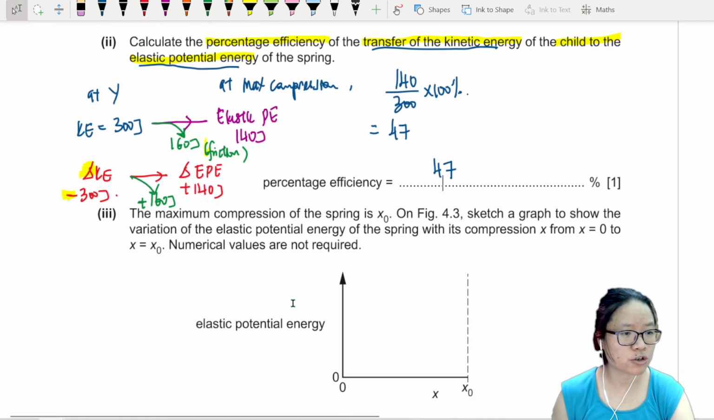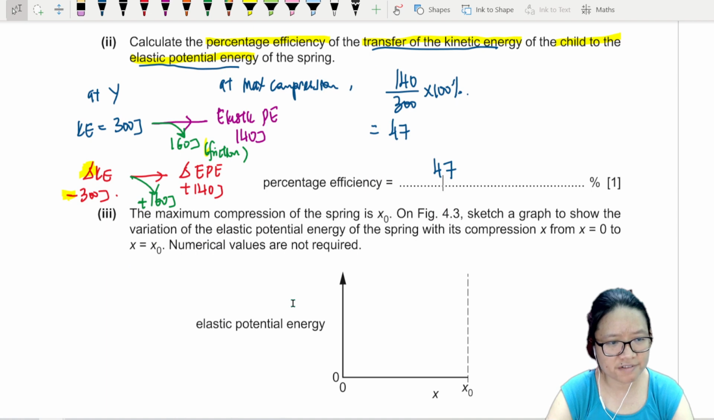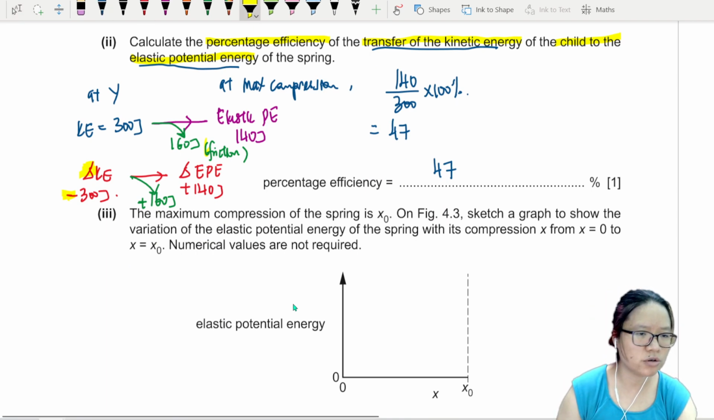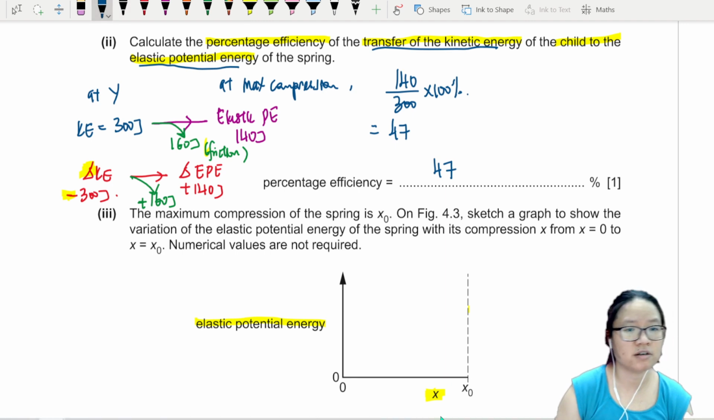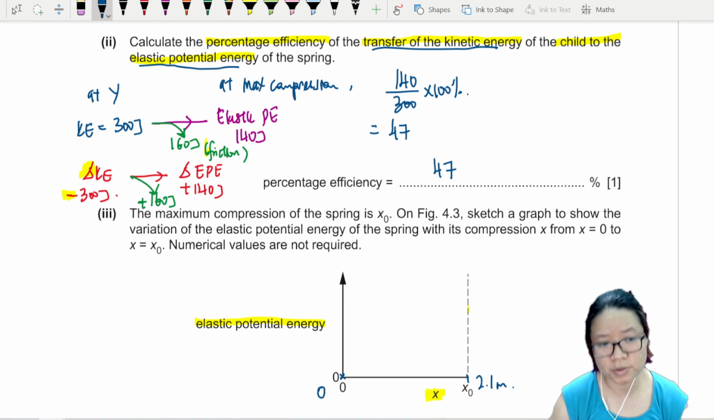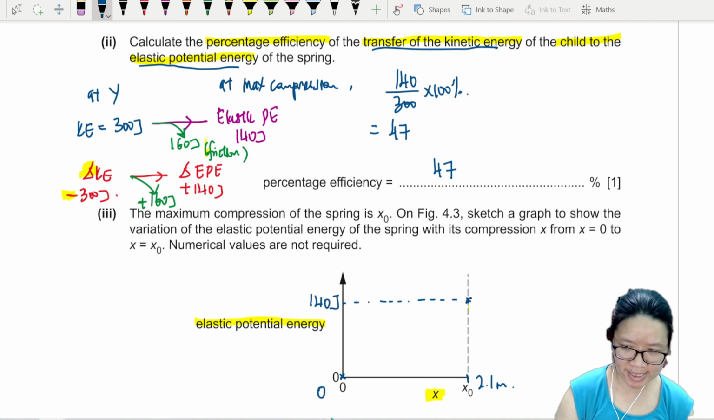All right, part 3. The maximum compression of the spring is x0. On figure 4.3, sketch a graph to show the variation of elastic potential energy to compression of the spring, where this is x0. So your x0 here is your 2.1 meter here. So the elastic potential energy starts off at 0 because there's no compression, and it will end at 140 joule.